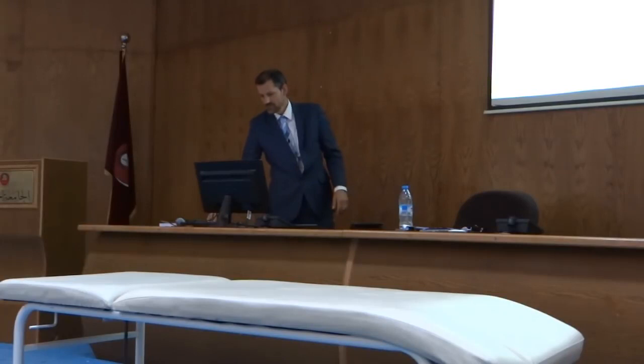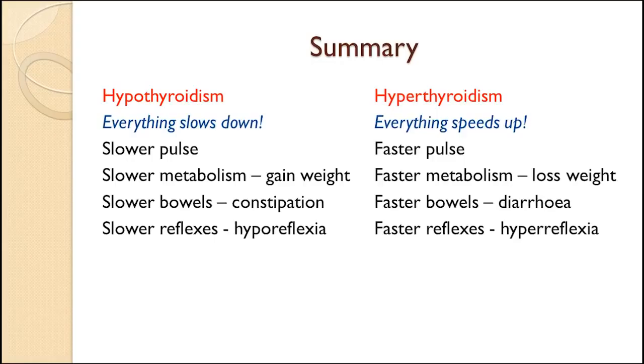Okay? So, just to summarise, everything slows down in hypothyroidism. Slower pulse, bradycardia. What's the pulse rate of bradycardia? Less than 60. Okay, great. Slow metabolism, but they're gaining weight. Slower bowels, constipated. Slower reflexes, hyporeflexia.